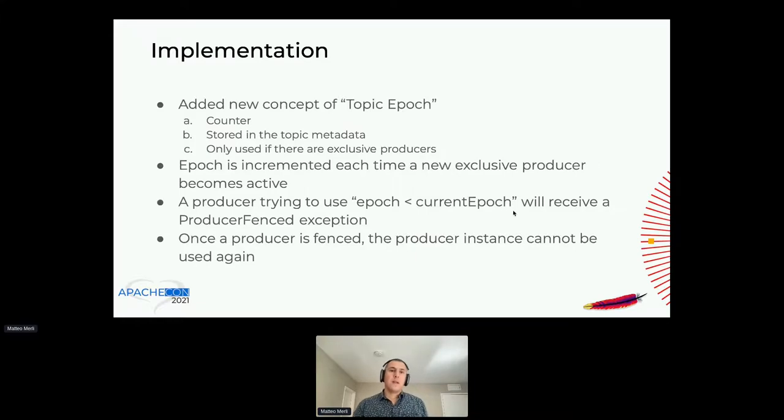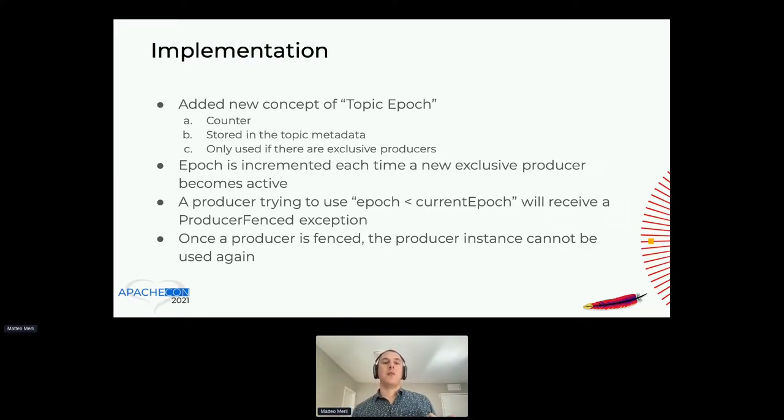Implementation wise, we have a new concept, which is the topic epoch. The topic epoch is a counter which is stored in the topic metadata. It is only used if you enable exclusive producers, so it only gets increased with exclusive producers at this point. Each time a new exclusive producer becomes active, the epoch gets incremented. And essentially, the epoch is the one that is used to control the fenced status of producers.